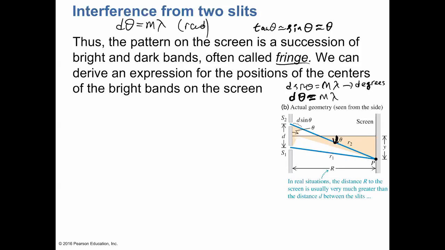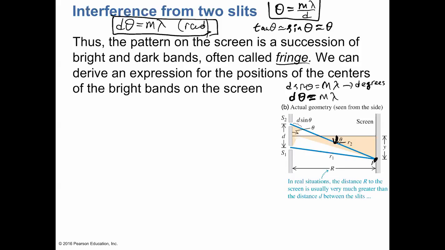But this equation assumes that your theta angular displacement is small, so we can replace it with just d times theta. That means in this equation, theta here is m times lambda over d, which will give you the position of this point P in terms of theta. So let's say you want to know what is the angle theta of that particular bright or dark spot?